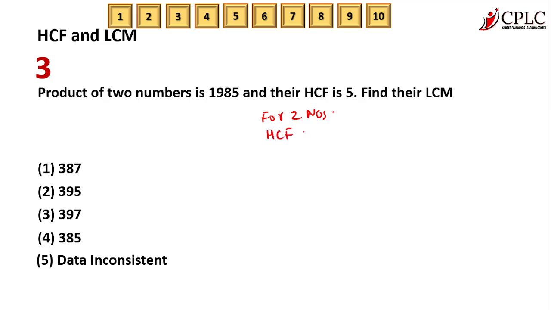let's define the HCF as H, for example. And if you know the HCF, then both these numbers can be written as H into A and H into B, where A and B are supposed to be co-prime to each other. That is the condition for A and B. A and B cannot be any random numbers. They have to be co-prime to each other, and obviously H is your HCF basically.